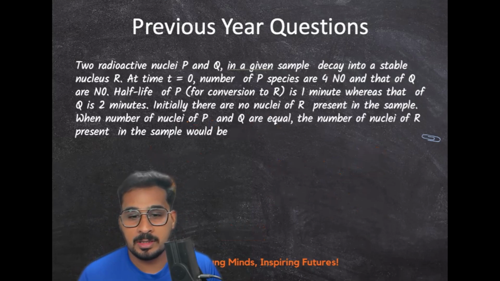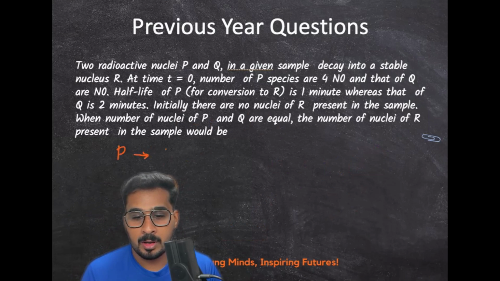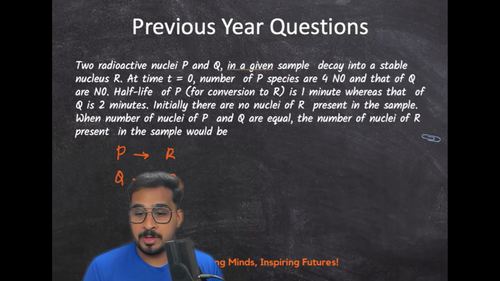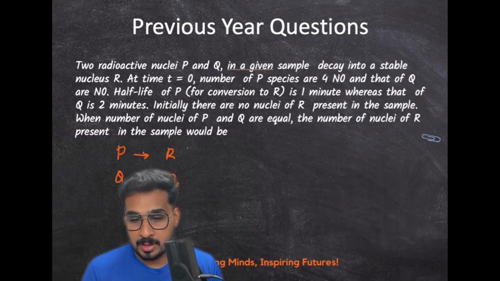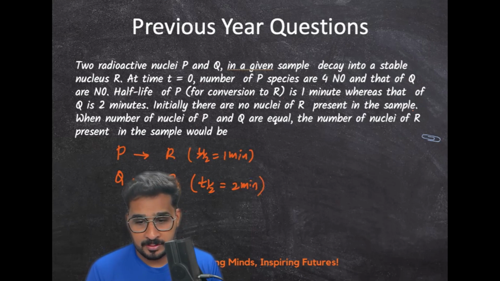Moving on to the next question. Two radioactive nuclei P and Q in a given sample decay into a stable nucleus R. So P decays to R, and Q also decays to R. At time t equal to 0, the number of P species are 4 N naught and that of Q are N naught. Half-life of P for conversion to R is 1 minute, whereas the T half for Q is 2 minutes. Initially, there are no nuclei of R present in the sample.